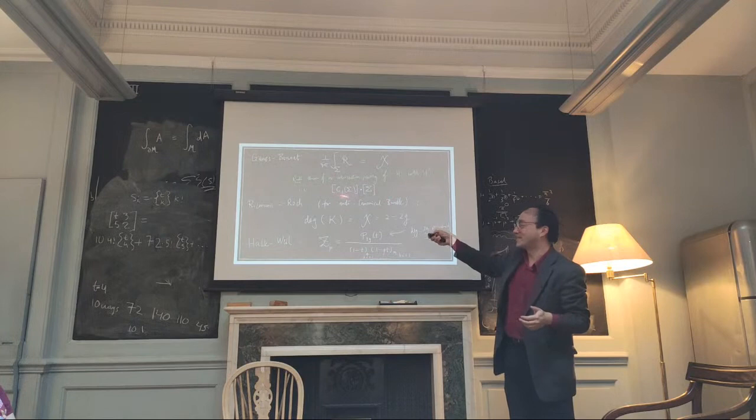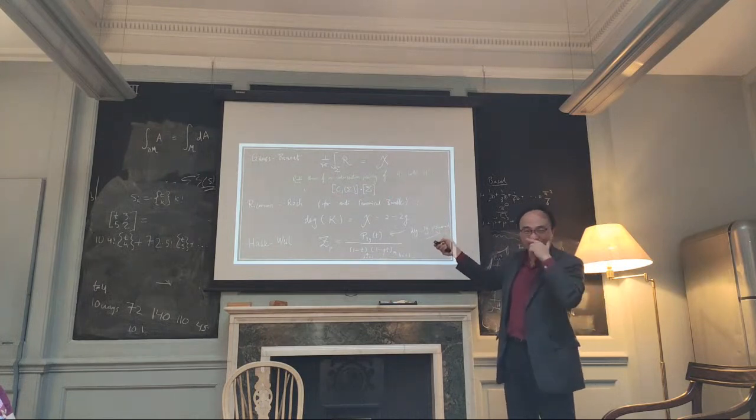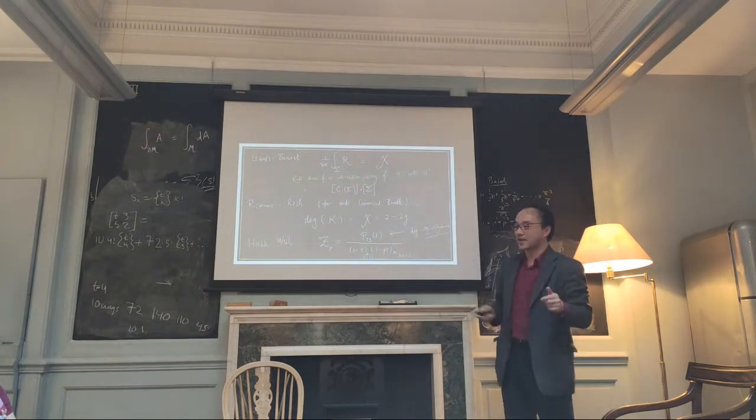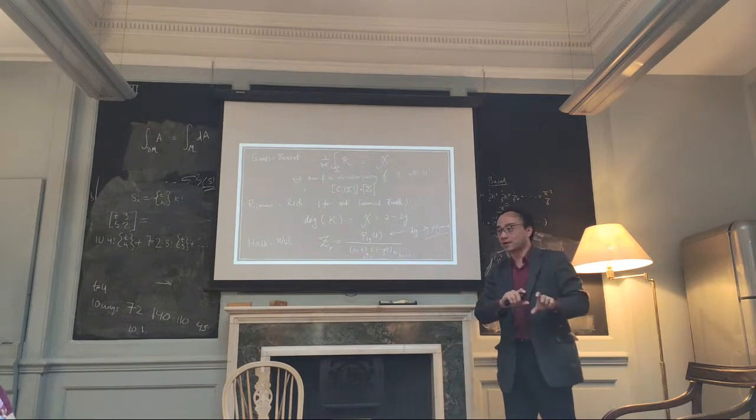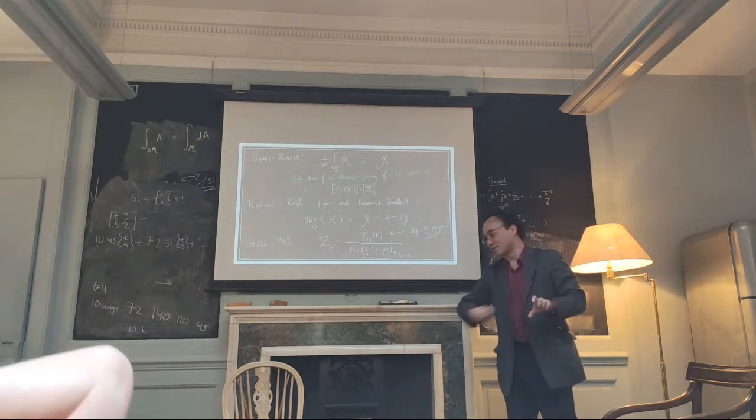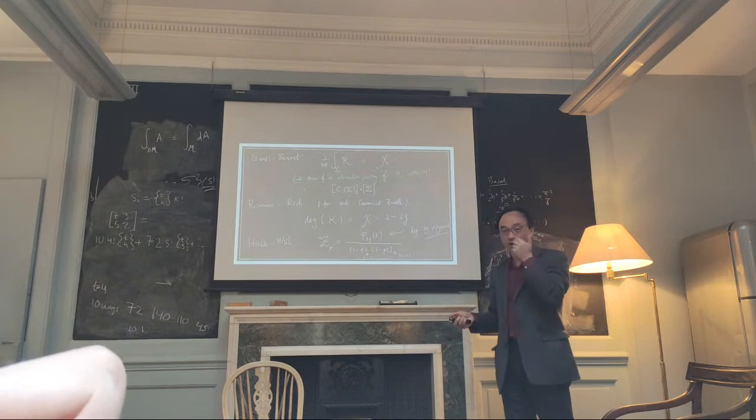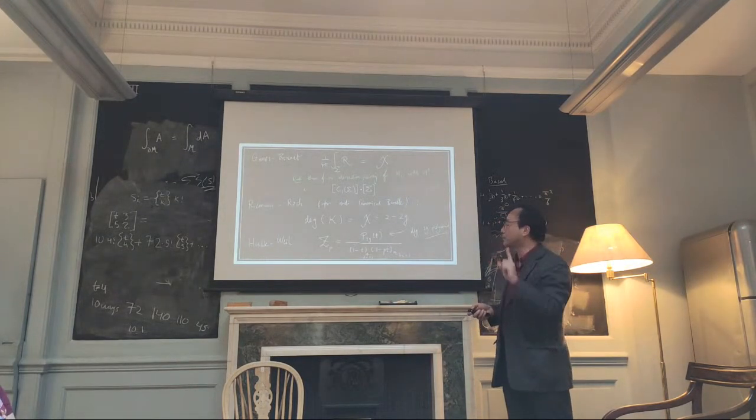Of course, he didn't call it C1 because people call it C1 after Chern, but he wrote some version of this, and then he says, this in particular implies Gauss-Bonnet, which I guess Chern considers one of his greatest achievements.